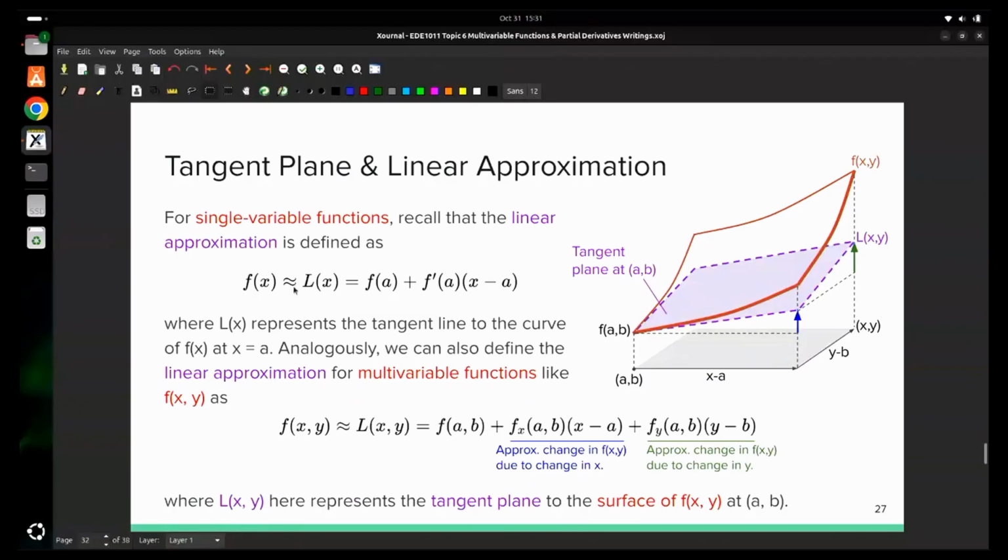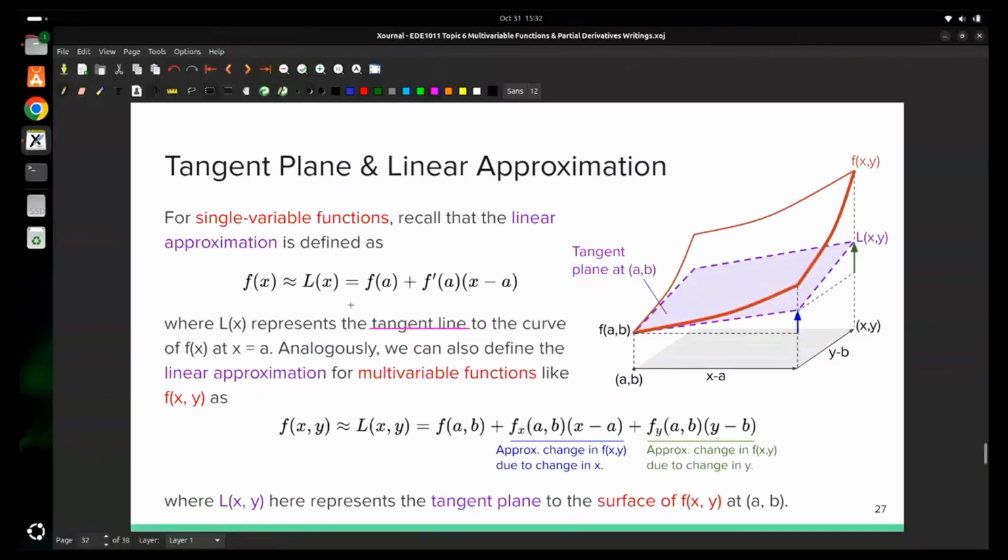Okay, so this is our linear approximation for the single variable function. Now, what about for a function of two variables? Now, for a single variable, you use a tangent line. Just now we already discussed, this one is a tangent line. So therefore, you are using a tangent line.